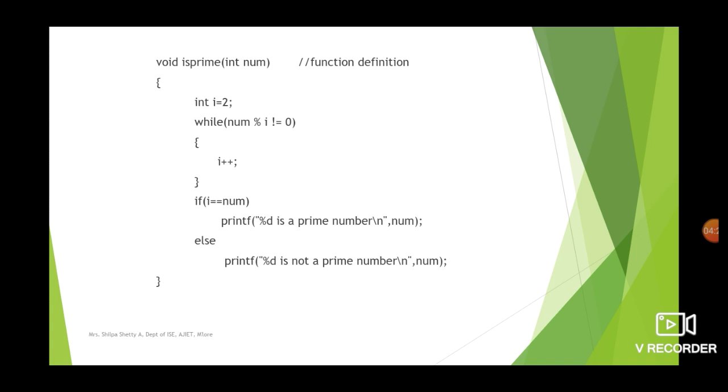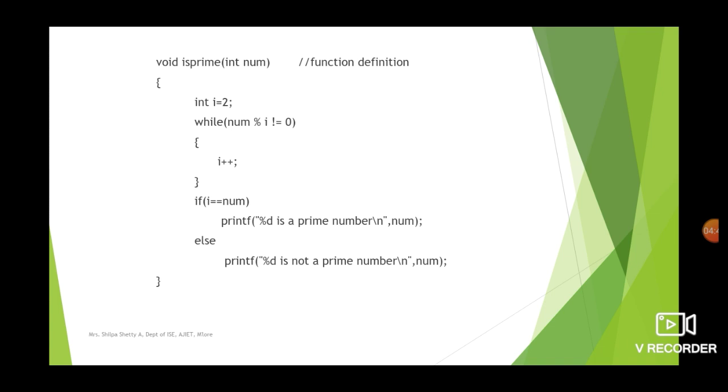But if the value of I is less than that, for example, when you divide 12, if 12 is the number, as soon as you divide by 2, you get the remainder as 0. So at this point 2 has not reached the value 12, so it means it is not a prime number.